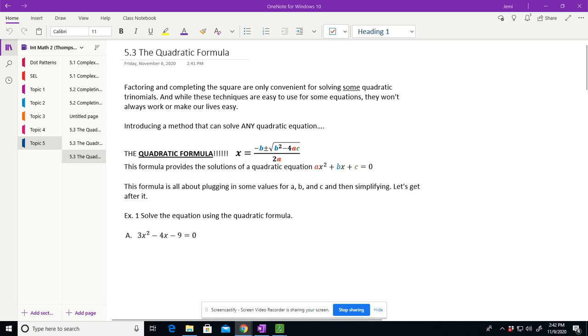Hello and welcome to the notes on 5.3, which is all about the quadratic formula. We'll be talking about the quadratic formula today, as well as something called the discriminant, which is a piece of the quadratic formula. So far we've been solving quadratic equations by factoring and completing the square.